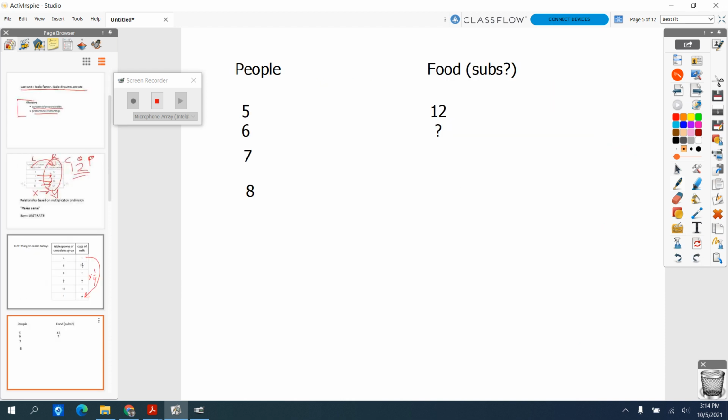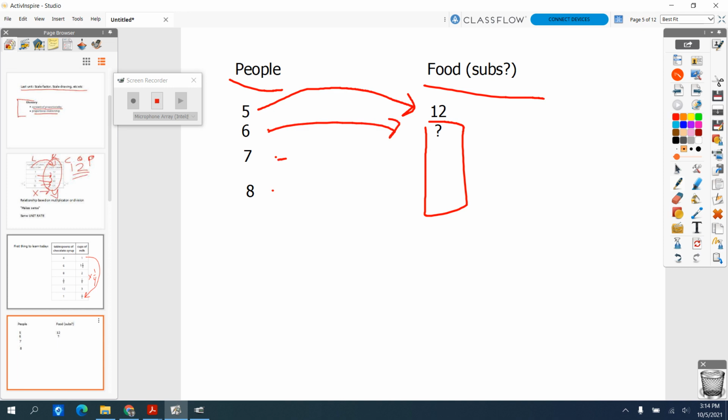Now, when you have an answer, so this would be an example, and then we're going to give you a couple on your own. But when I have the number of people and the amount of subs, which are just sandwiches, if I know 5 people, we'd have to order 12 subs, and I want to fill in for when I have 6 people, 7 people, or 8 people. Yes, you can do what we talked about before. You can say, what do I multiply by 5 to get to 12? You could do that, and then you could do it for the 6, and you could do it for the 7. But what's really helpful is if you figure out how many subs per one person.